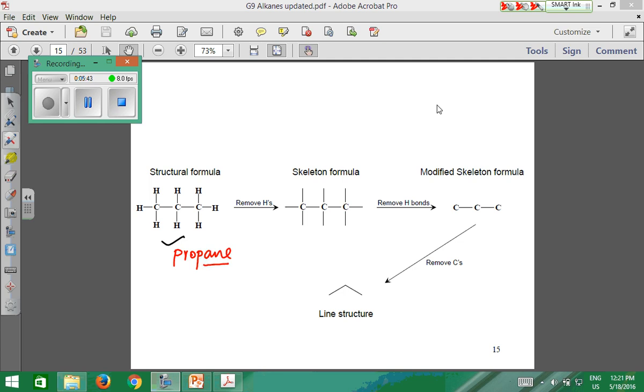Propane, ANE. Now, if I don't want to show hydrogens, then the formula will be different. This is called a skeleton formula. Skeleton, like human beings showing only bones. Another one: if I remove all these bonds also, and show only the midway, it removes all H bonds, so it becomes like this. And this is also a skeleton formula. Now I just want to remove carbon also.